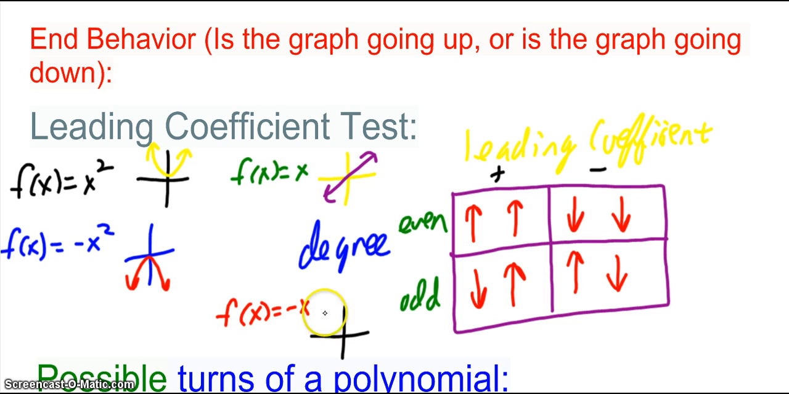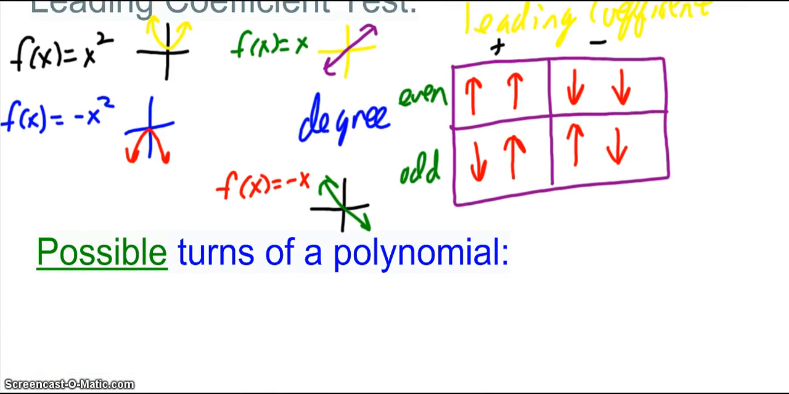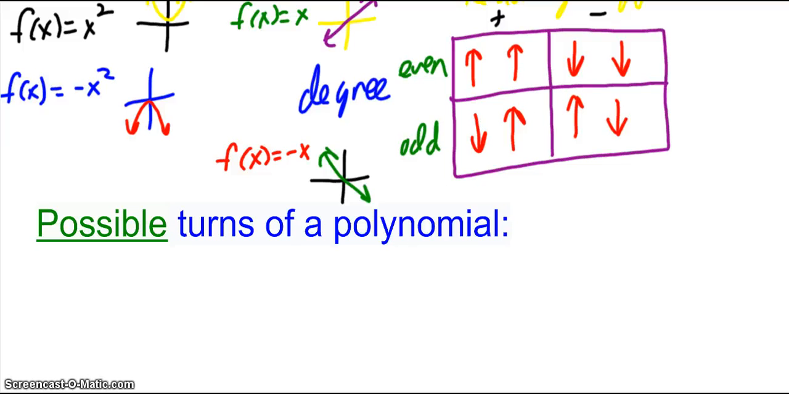This graph goes like this. So it goes up left, down right. So those are examples. That's what we're talking about with end behavior: you're talking about to the extreme right and left. So it doesn't matter what happens in the middle. It's what is it doing as it continues forever to the right, so as x goes to infinity, and continues forever to the left, so as x goes to negative infinity.